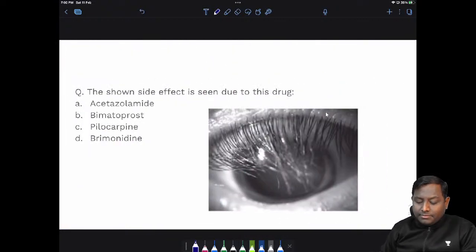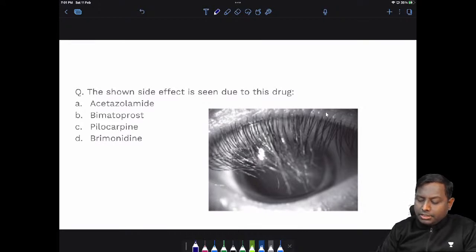Let's go, next question. The shown side effect is seen due to which of the following drugs? Acetazolamide, bimatoprost, pilocarpine, brimonidine. I hope all of you are okay here, comfortable with the concept of whole action potential duration. I quickly told you that, and we spent a good amount of time on that concept.